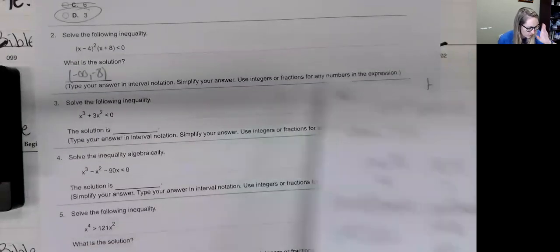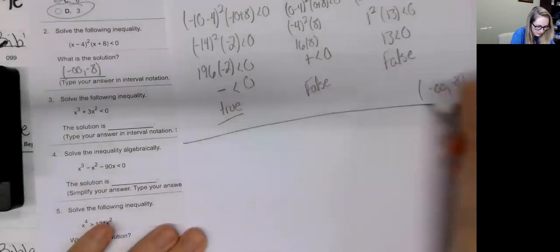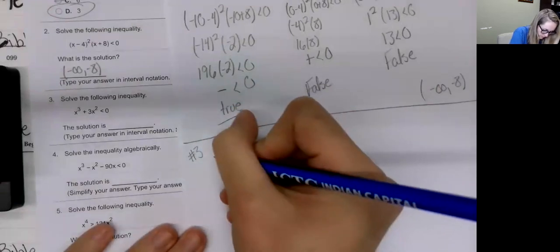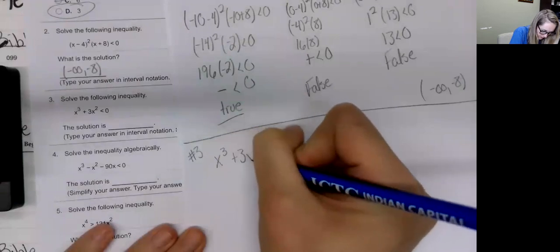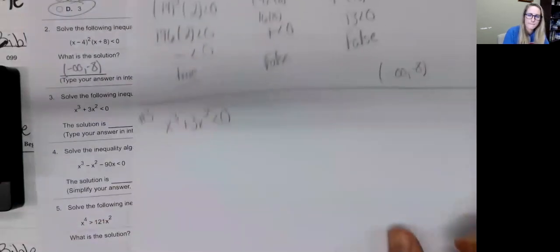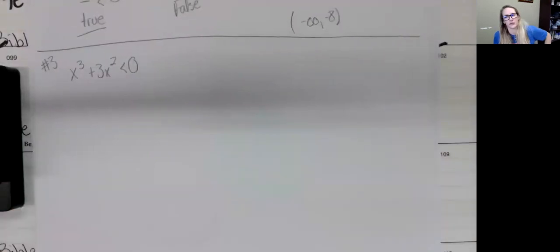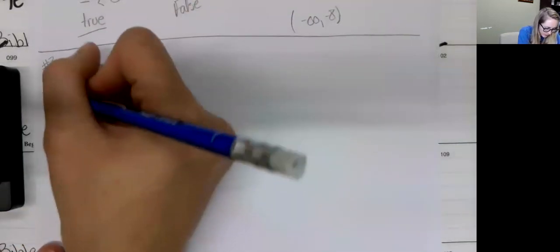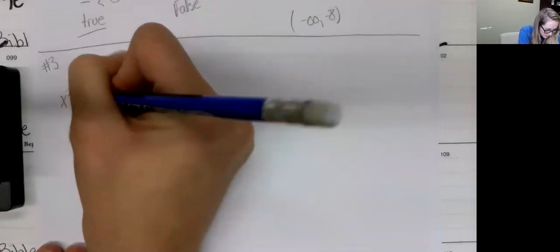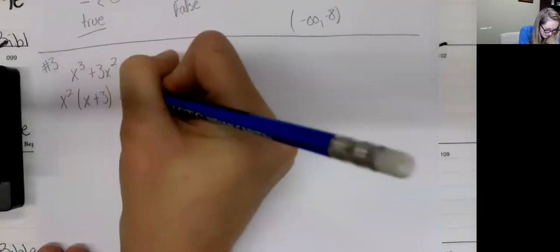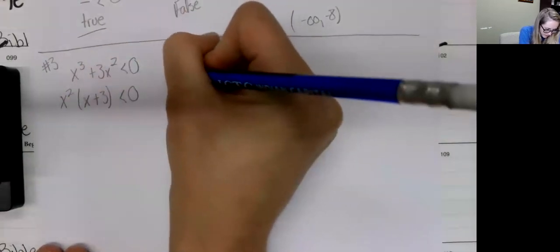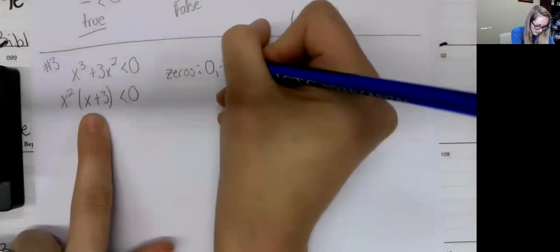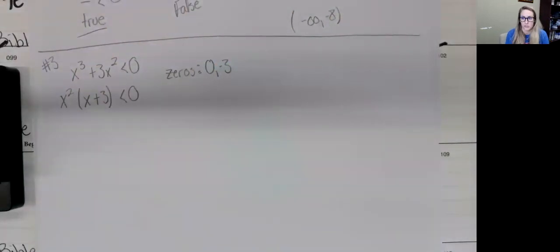Solve the inequality. So I'm going to draw a line through here. I'm going to go ahead and write it on this same paper so they'll all be together when y'all print them out or look at them. So let me write it down real quick. X cubed plus 3x squared is less than 0. All right, so the first thing we have to do is factor this out and find the zeros. So I can factor an x squared out of both of these. So I'd have x squared times x plus 3 is less than 0. So then my zeros for these would be 0 and then negative 3, because negative 3 plus 3 is 0.